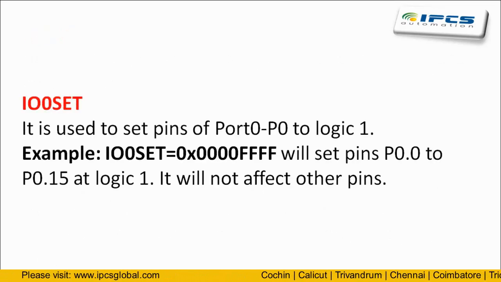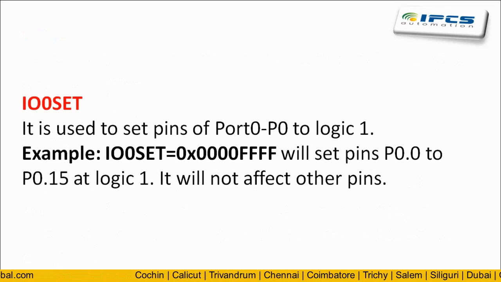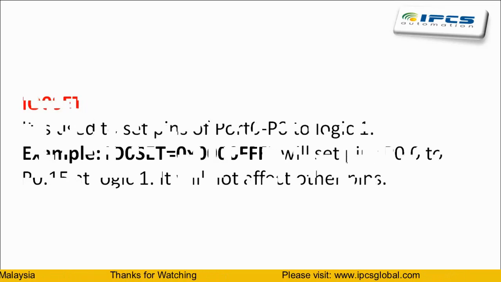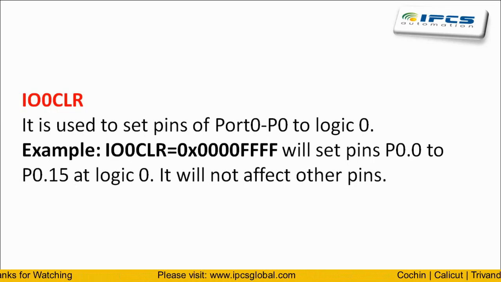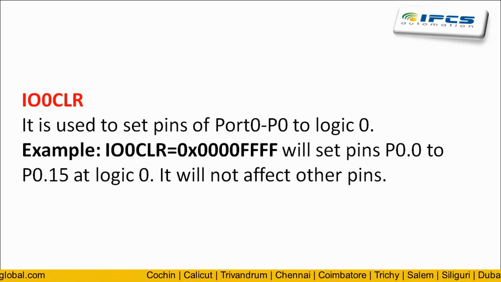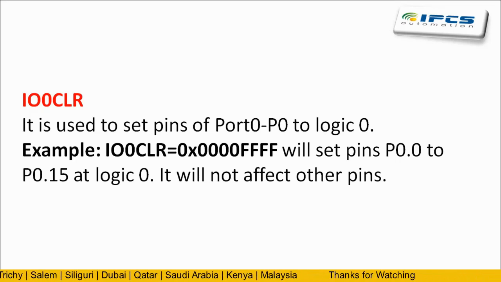IO0SET. It is used to set pins of port 0, P0, to logic 1. Example, IO0SET equals 0x0000FFFF will set pins P0.0 to P0.15 at logic 1. It will not affect other pins. IO0CLR. It is used to set pins of port 0, P0, to logic 0. Example, IO0CLR equals 0x0000FFFF will set pins P0.0 to P0.15 at logic 0. It will not affect other pins.